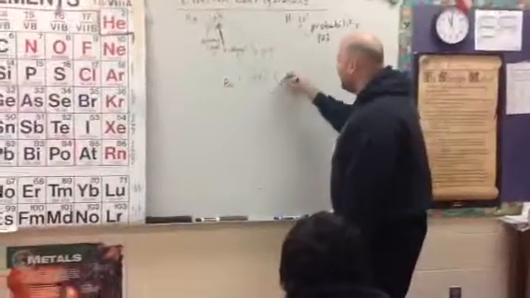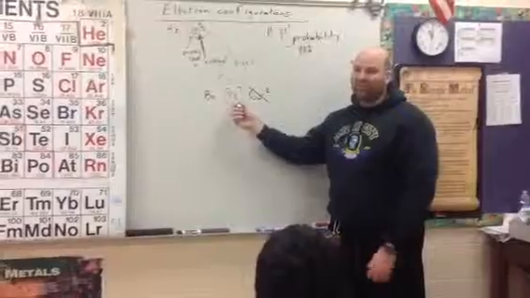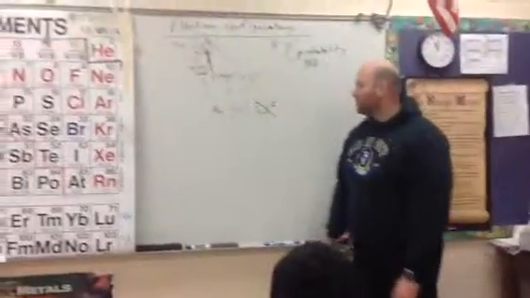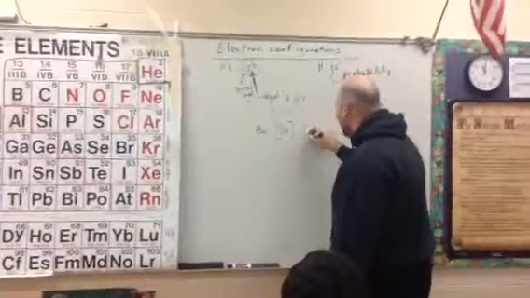What happens if you lose these two electrons? What are you left with? The electron configuration for xenon, yes? So you can actually look at it from that perspective as well. But yeah, this would be the electron configuration for barium.